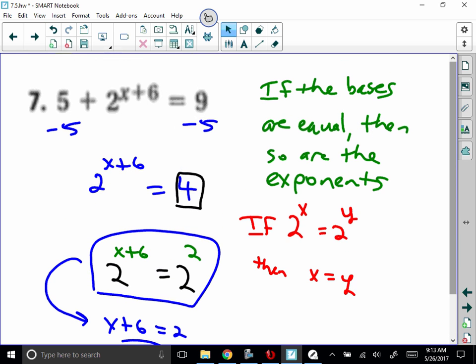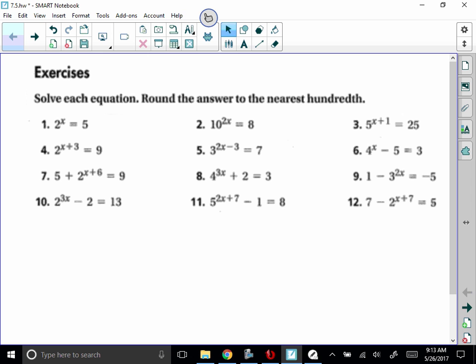So, let's see if that -4 works. -4 plus 6 is 2. 2 to the second is 4. 5 plus 4 is 9. Yeah, we're good. All right. Last one in this set.